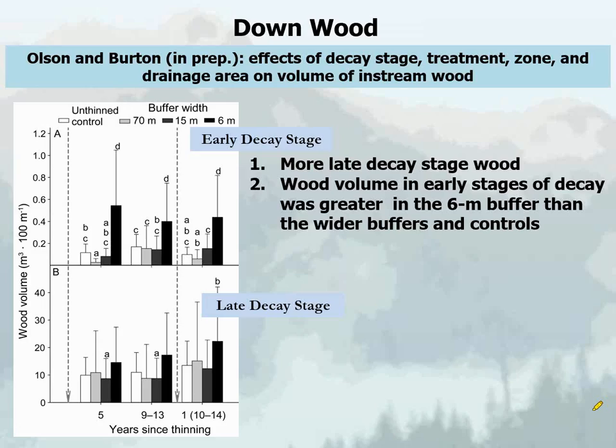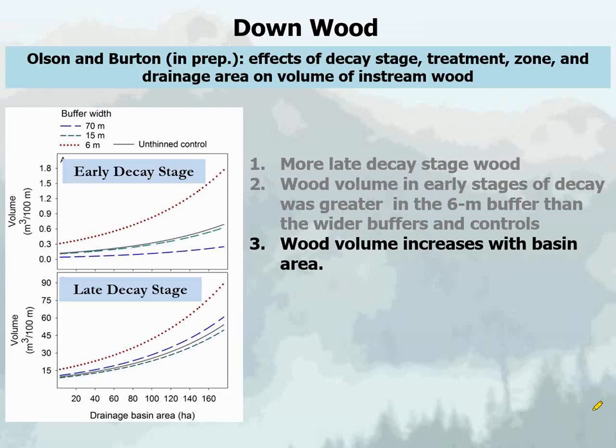So our wood is mostly late decay stage wood, so it's from that previous harvest of the initial stand. And we are getting some greater wood in the 6 meter buffer. We're only looking at wood in streams. So in the 6 meter buffer, we're getting a little bit more there than in the others. That's either blowdown or damage from the harvest, but we're getting more wood in those narrowest 20-foot buffers.